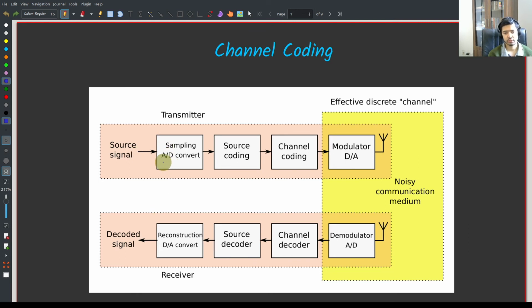This first needs to be sampled and converted from analog to digital. So there is sampling, there is quantization, etc., going on. So you convert your source signal, which is some continuous time signal, into a sequence of numbers. These are sampled and then they're converted from analog to digital.